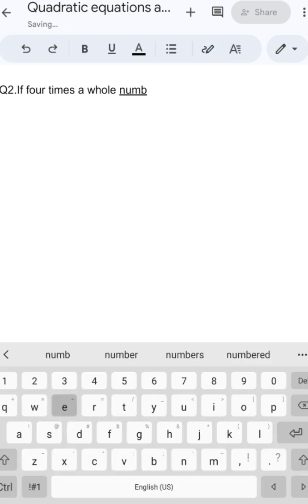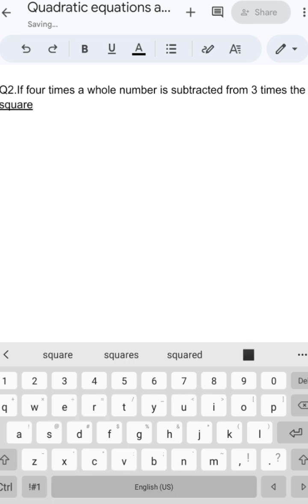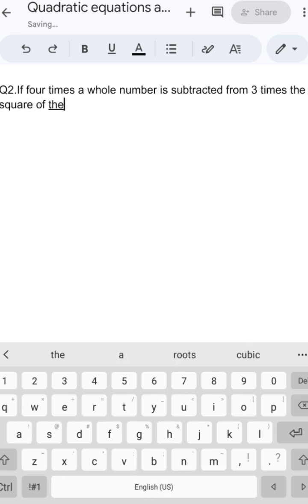So the question is, if 4 times a whole number is subtracted from 3 times the square of the number, the result 15 is obtained. Find the number.